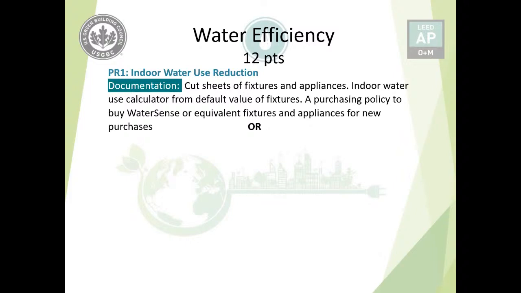And since we know that this could be an old building and the fixtures and appliances were purchased and installed tens of years ago, in case you have to buy anything new, there should be a policy to buy water efficient or WaterSense or equivalent fixtures. This was option number one.